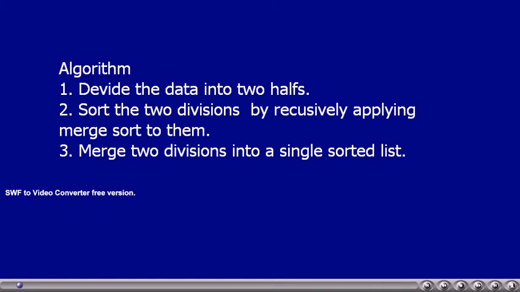The main theme behind this merge sort algorithm is as follows. Divide the data into two halves. Sort the two divisions by recursively applying merge sort to them. Merge two divisions into a single sorted list.